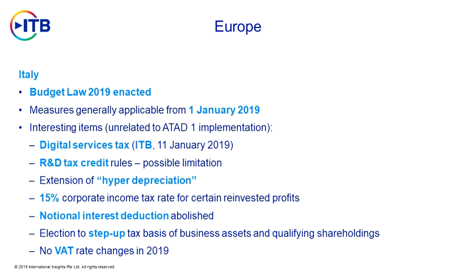A reduced corporate income tax rate of 15% can apply to profits reinvested in the acquisition of new assets or to increase employment. The notional interest deduction is abolished. There's a new window for companies to elect to step up the tax basis of business assets and qualifying shareholdings. And in regard to VAT, there are no changes to VAT rates for 2019.